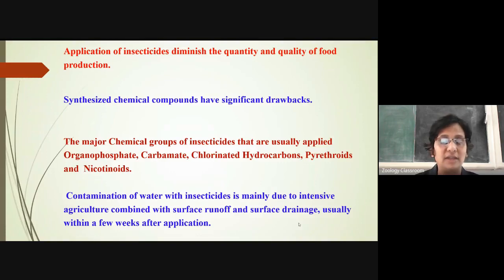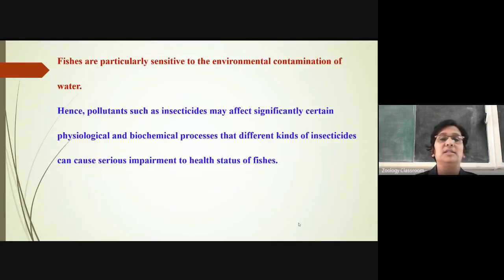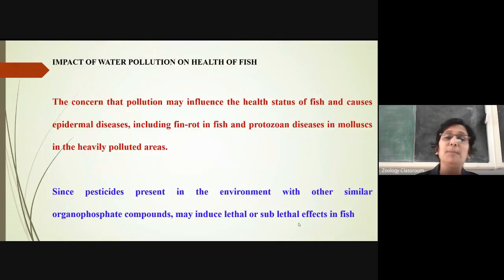How it affects, which are the pesticides, how these enter into the environment as well as into the water, and how these pesticides as well as insecticides act on the body of a fish. Okay, so the next point is the impact of water pollutants on the health of fish.